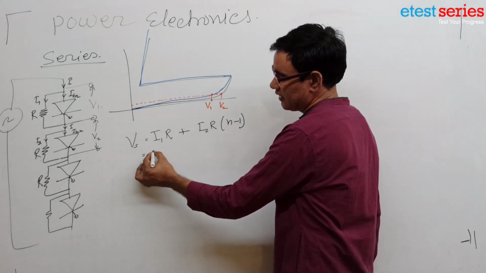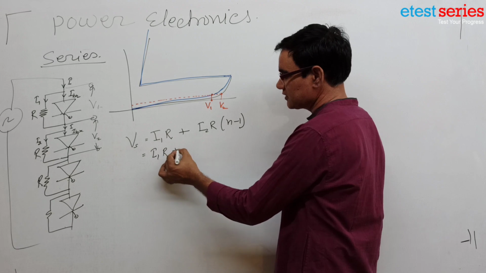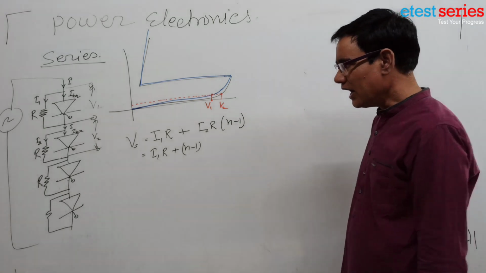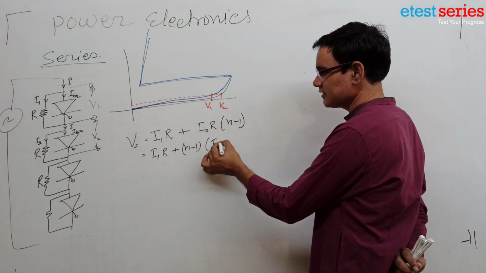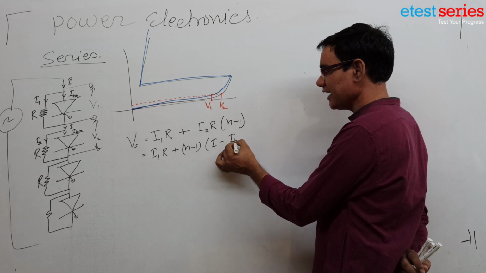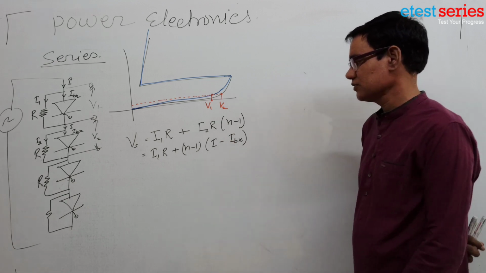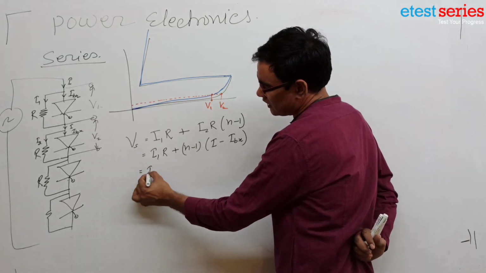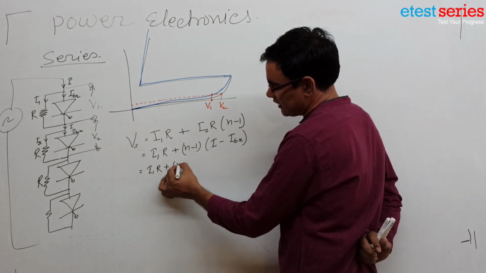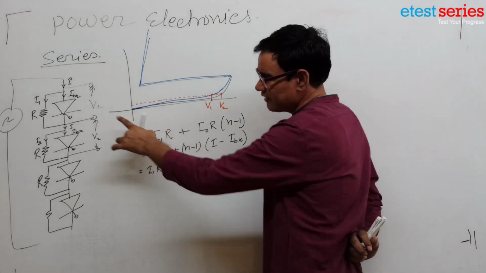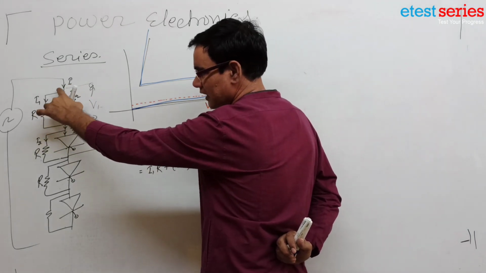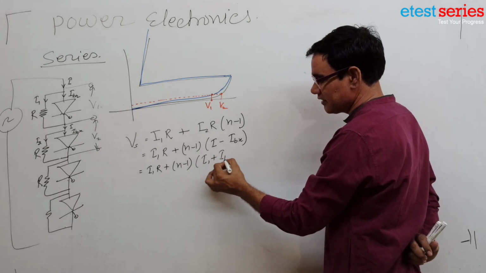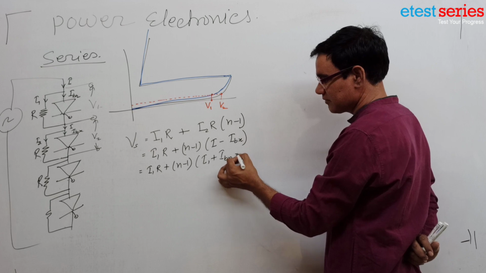So it is I1R plus n minus 1 times I2R. I2 can be written as I minus IBX, that is I2. And this is I1R plus n minus 1. This I can be written from here. I is divided into two parts, I1 and IBN. So this I can be written as I1 plus IBN, IBN, not X, minus IBX.